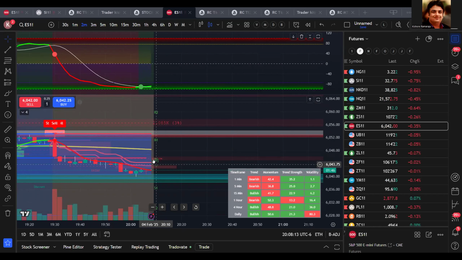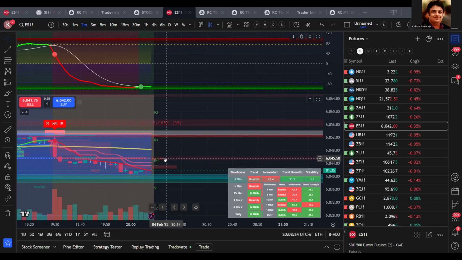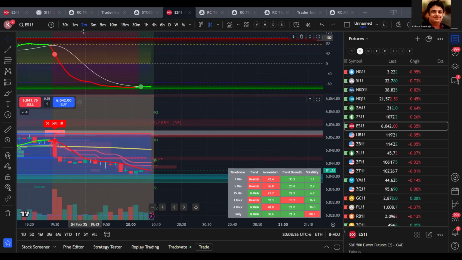In the morning time and US time, 1 minute, 2 minute will be too choppy, too much noise. There'll be a lot of ups and downs. At that point of time, using 5 minutes is a good strategy. But during non-US time, use either 1 minute or 2 minutes.